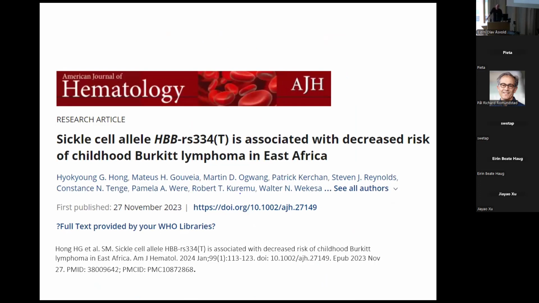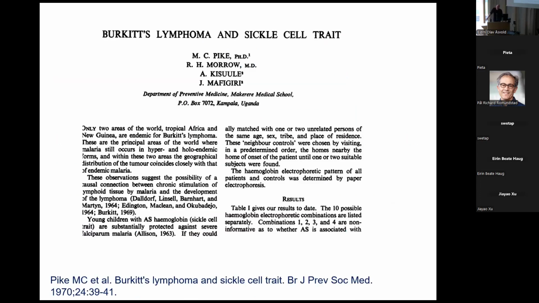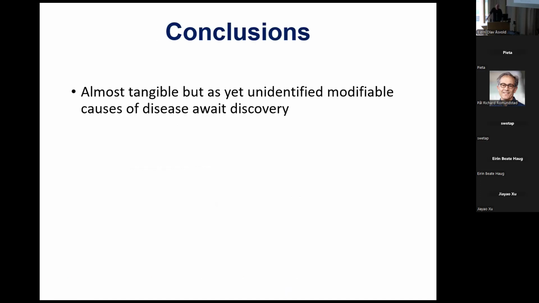The thing I was most interested in, because some people here know I'm very interested in history, is that this had been thought of by Malcolm Pike, very young Malcolm Pike, in 1970, although his sample size was too low really to establish it. But germline genetics can be a way of identifying ubiquitous exposures when everyone is exposed.